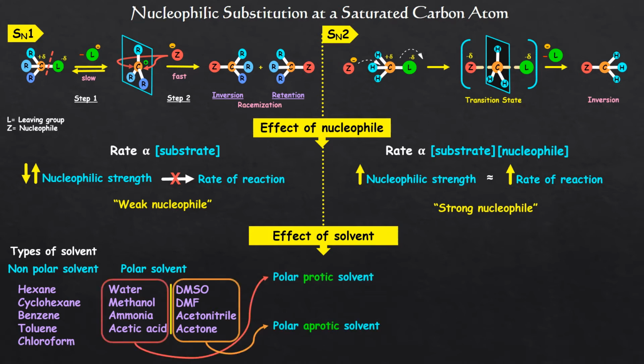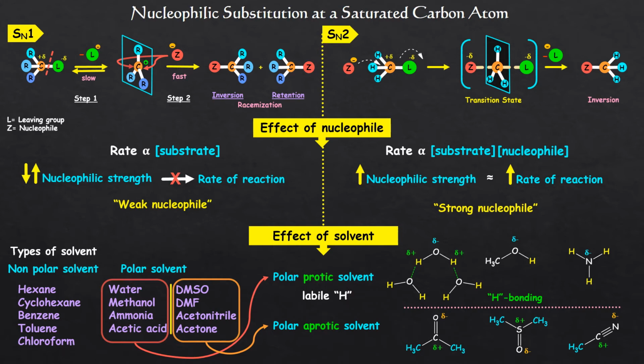Now polar solvents can be further classified in two categories, protic and aprotic. A solvent having a labile hydrogen is called a protic solvent, where the hydrogen is directly attached to highly electronegative atoms like oxygen, nitrogen and fluorine. So such hydrogens have delta positive charge and they can easily undergo hydrogen bonding. While the solvents in which hydrogen is not directly attached to electronegative atoms are called aprotic solvents. So even if hydrogen is present somewhere in such solvents, it cannot undergo hydrogen bonding because it does not possess that much delta positive charge.